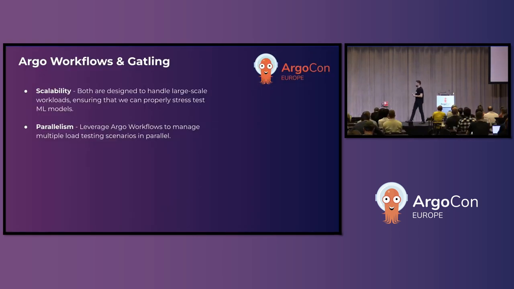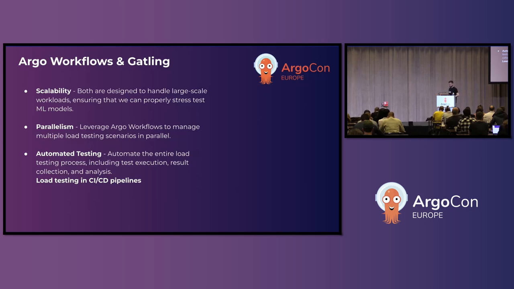Then you have parallelism. So yeah, you can leverage Argo Workflows to manage multiple tests. Like we have one model, we train it on 460 cities. And then we load test it on 460 deployments. And we do that in parallel. So then we can make sure that, okay, everything is working as expected for all the cities we have. So we can then deploy it and be happy and be more confident.